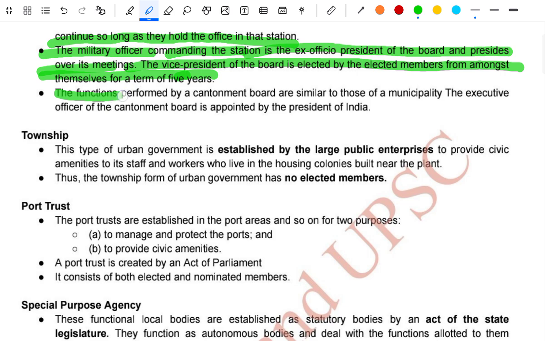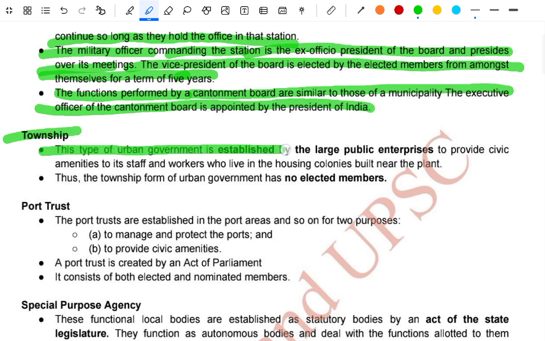The functions performed by the cantonment board are similar to those of the municipalities. The chief executive officer of the cantonment board is appointed by the President of India. Township. This type of urban government is established by large public enterprises to provide civic amenities to its staff and workers who live in the housing colonies built near the plant. Thus, the township form of urban government has no elected members.